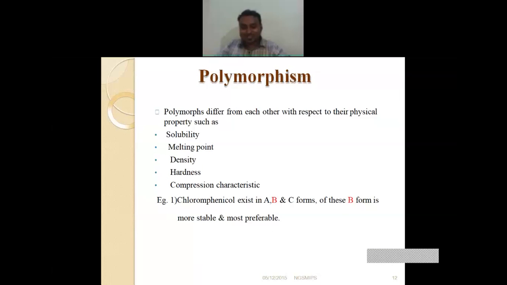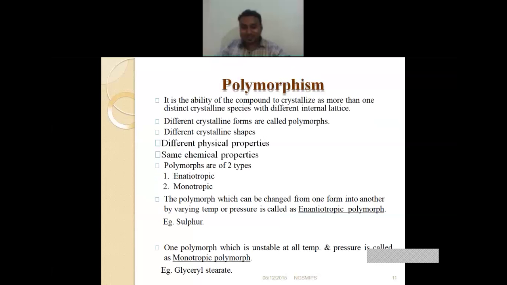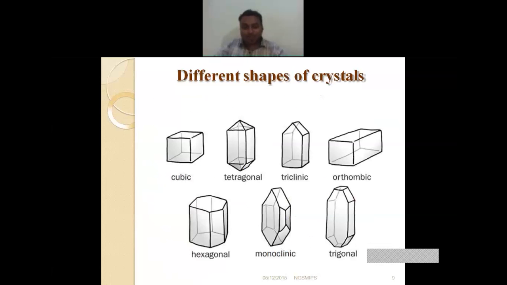It is not that the second shape will always be the most stable in all cases. That is only because of chloramphenicol. This is applicable only to chloramphenicol. For example, hexagonal, monoclinic, and trigonal. See, these are the three types of shapes we have found in case of chloramphenicol. So, in case of chloramphenicol, monoclinic has shown the highest stability in comparison to hexagonal and trigonal.